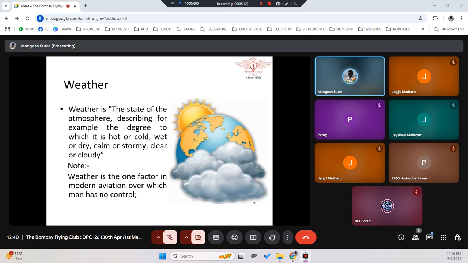Okay, so we have two weather stations in Mumbai. Do you know where they are? Any idea? Colaba and Santa Cruz. Correct. So in Colaba and Santa Cruz, we have weather stations. We continuously monitor the weather of Mumbai city and the nearby area. We also have a major university in Pune which does weather study and all those things.